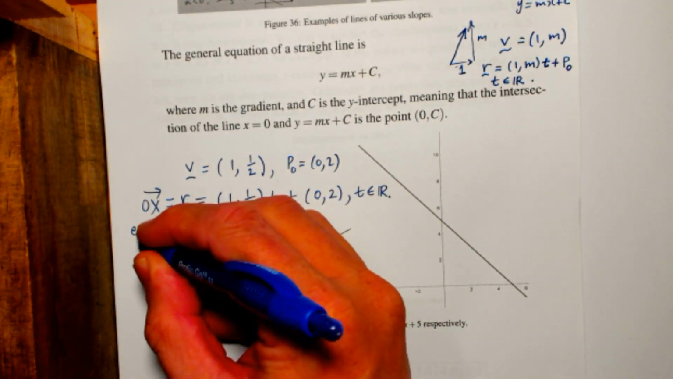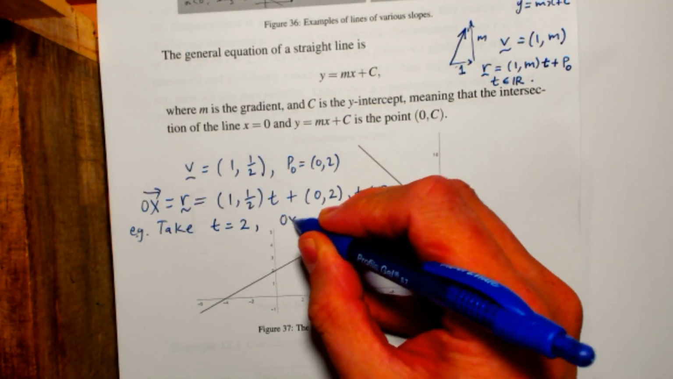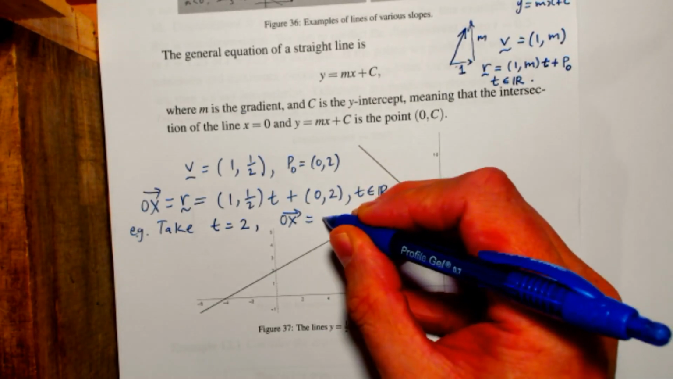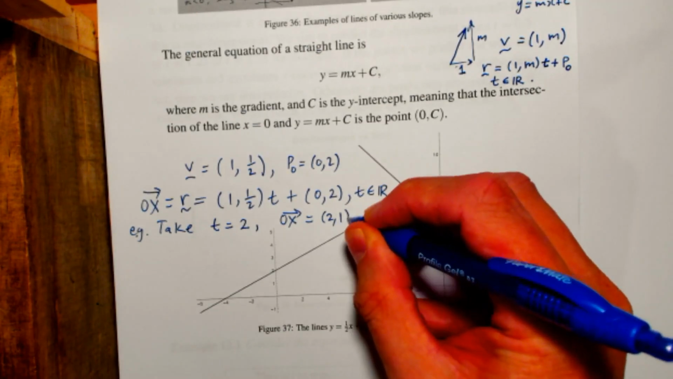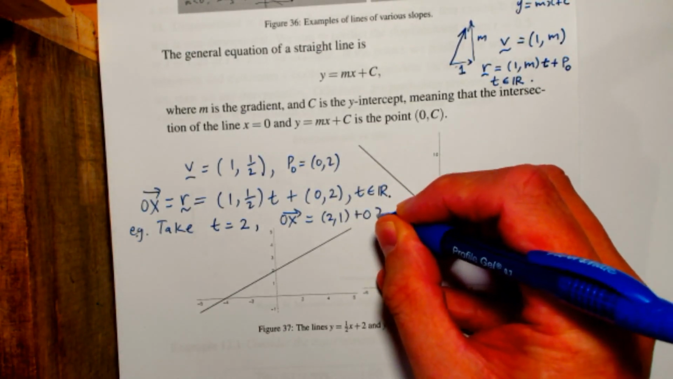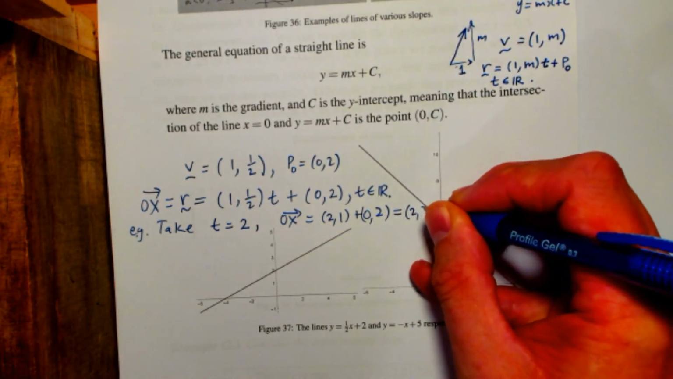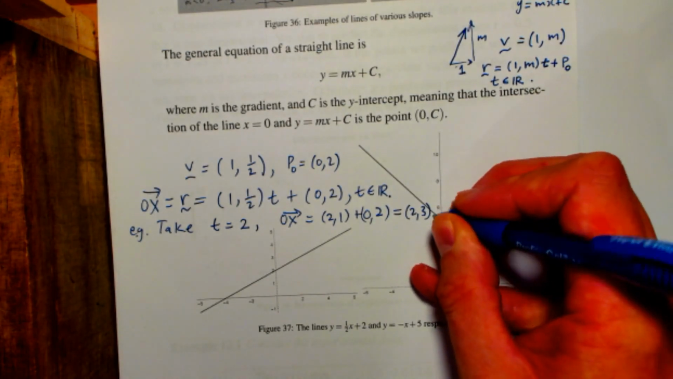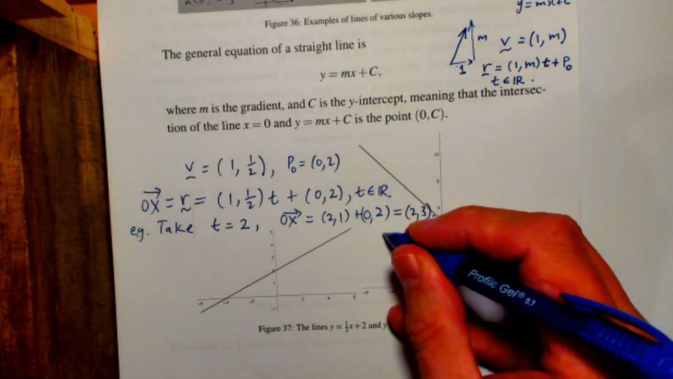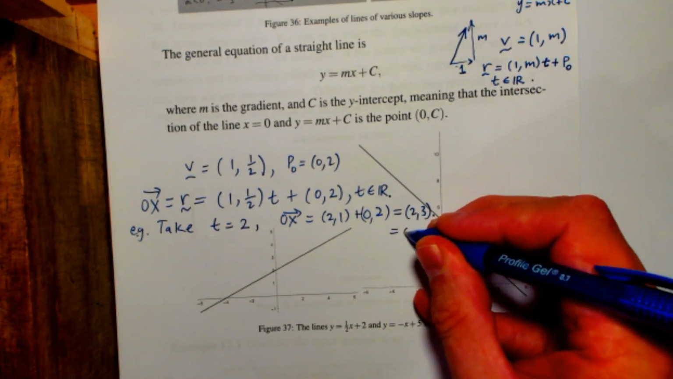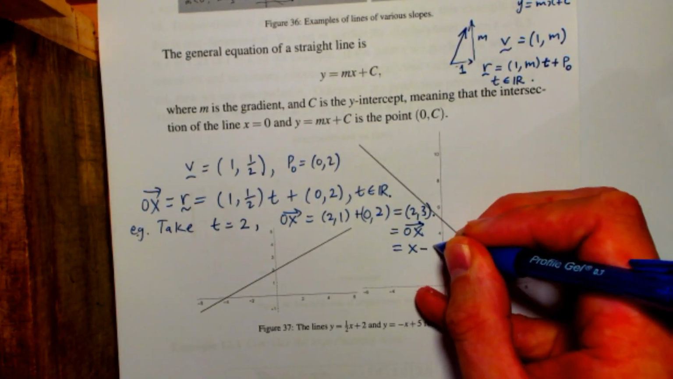Right, so, for example, take t is 2, what do we get? We get OX is, now 2 times this is the vector (2, 1) plus (0, 2), and so we get (2, 3). Okay, now that's from O to x, so this is OX, which is the point x minus the point O.